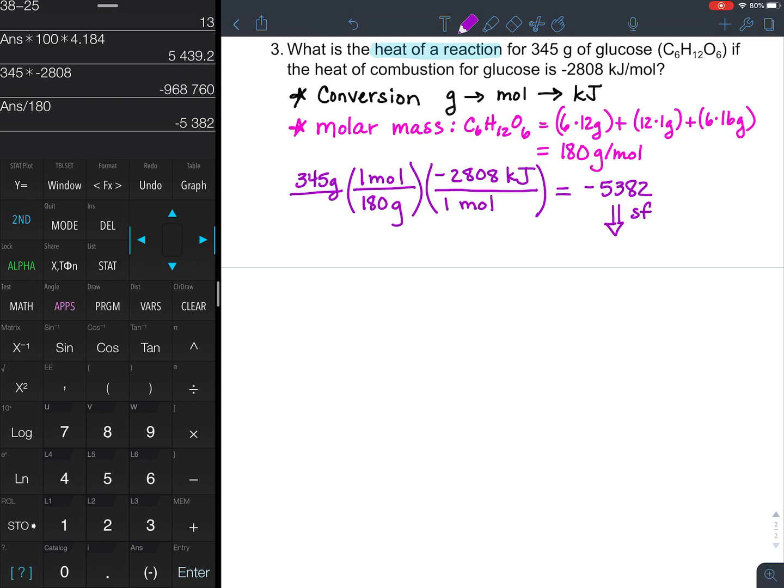With sig figs, we started with 3 sig figs there, so we're going to round to 3 sig figs. So it's going to be negative 5,380 kilojoules. And that is our answer. That is also exothermic because it's negative, and heats of combustion are always exothermic.